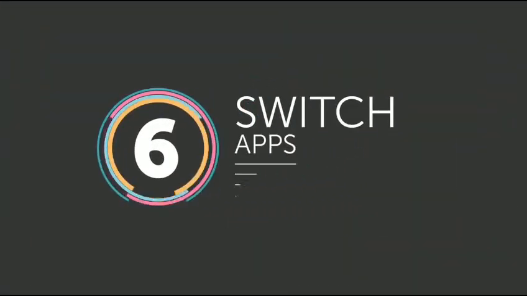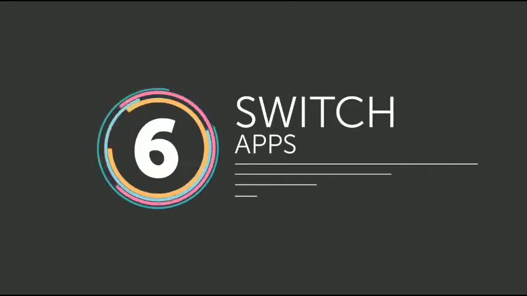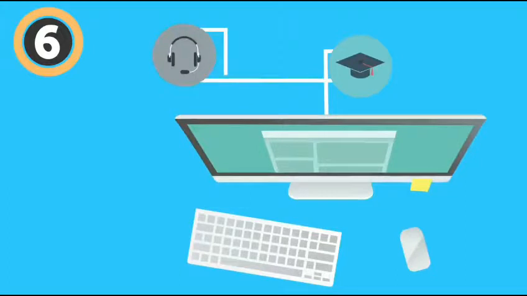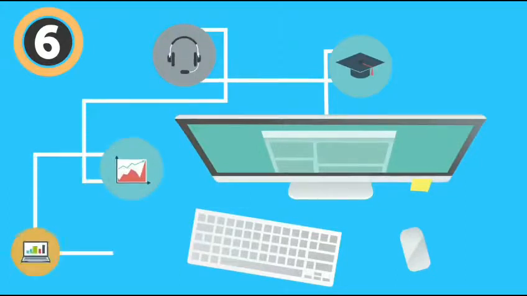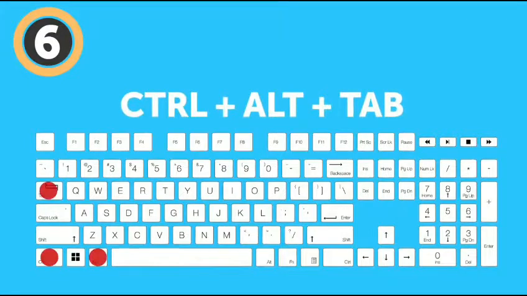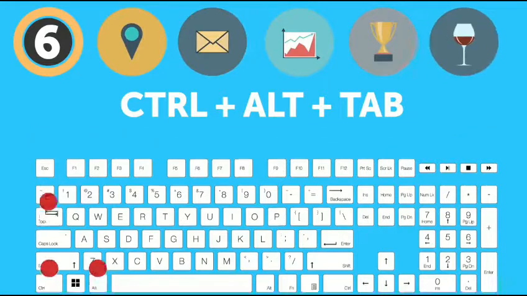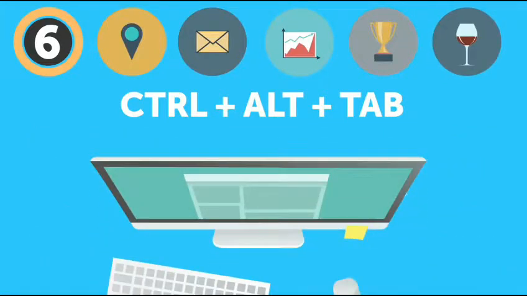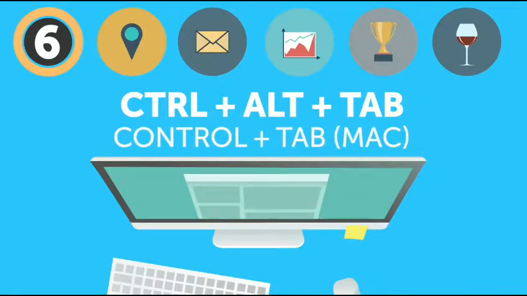Number 6. Switch apps. There are several ways to effectively shift from one app to another and to manage them on your desktop using hotkeys. Pressing Ctrl plus Alt plus Tab will show you all the apps currently running on your PC. Again, Mac is known for rocking the app navigation game, so it's a bit easier on OS. It's just Ctrl plus Tab.